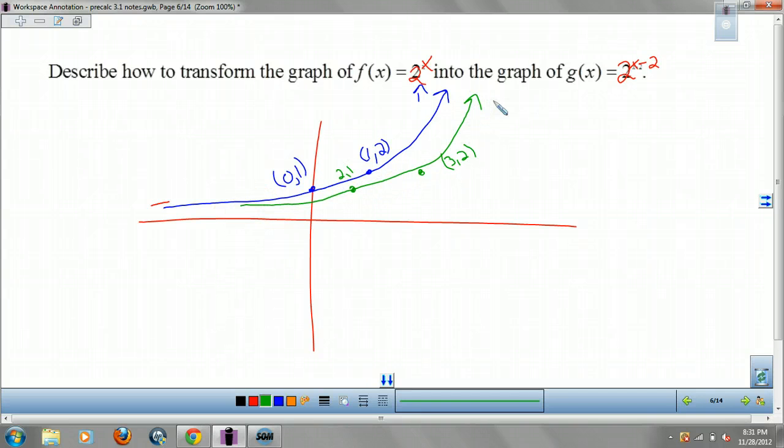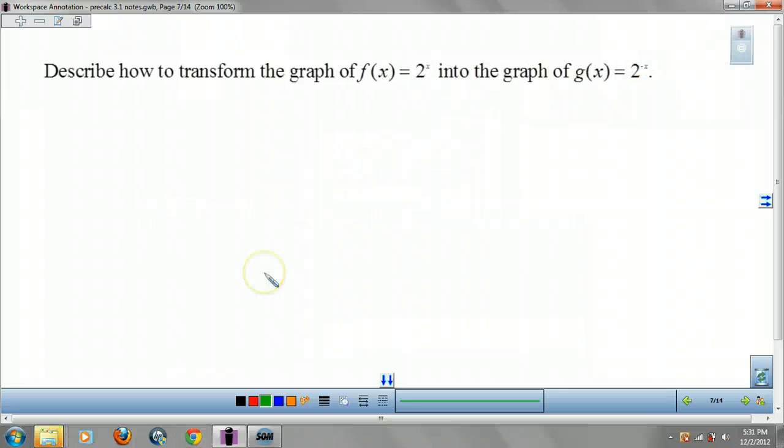Same stuff as before, just the 2 points you're going to move are that 0, 1 and the 1, b. That's all there is to it, guys. Hey guys, I lied.